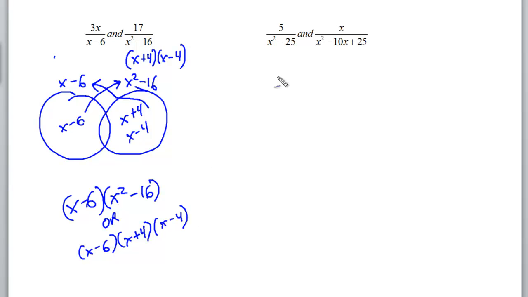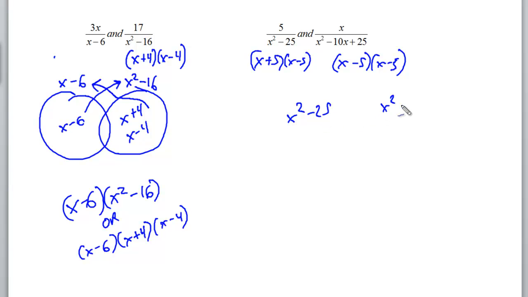So now we have our final problem that has a little bit trickier common denominators. Because in this case I can factor this into x plus 5, x minus 5. Now remember, I'm ignoring the numerators here. I'm just finding a common denominator. And this is going to be x minus 5, x minus 5, because this is an easy trinomial with two numbers multiplying to make 5 and adding to make negative 10. So I've got my Venn diagram, x squared minus 25 and x squared minus 10x plus 25.